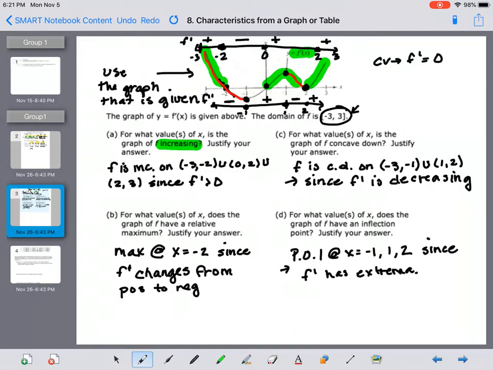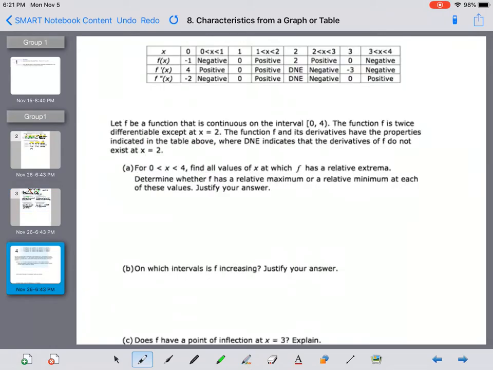Okay, so I know it's a little messy and it takes a little while to get used to, but we'll definitely do practice with graphs because that's one of the big ways they'll assess you on an AP exam. Second way they can assess is given a table of values. So they give us a table of values and they say let f be a function that is continuous on the interval from 0 to 4.